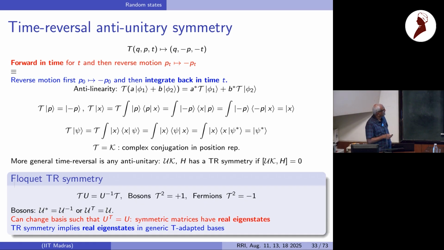And for instance, just complex conjugation in position representation is our usual time reversal symmetry. So T acting on psi is psi star. Now this doesn't have a meaning unless you specify a basis, which is the position basis. So that's the usual complex conjugation. But a more general time reversal is any anti-unitary symmetry, and that is implemented in the form of a unitary operator or unitary matrix followed by this complex conjugation operator.